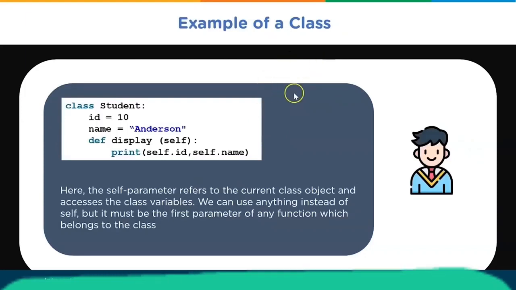Now let's look at an example of a class in Python. Here you can see we have created a class called student, and we have two variables, the student ID and the name of the student. After that we have created a function using the def keyword. This is a user-defined function and the name of the function is display. Inside the display function we are giving a parameter called self. Here the self parameter refers to the current class object and accesses the class variables. We can use anything instead of self, but it must be the first parameter of any function which belongs to the class.